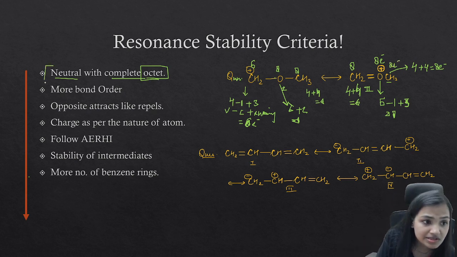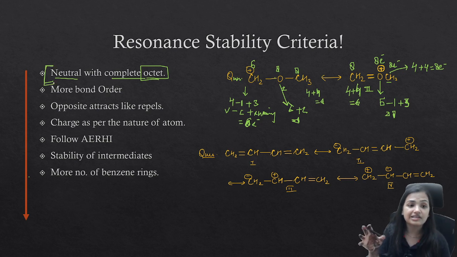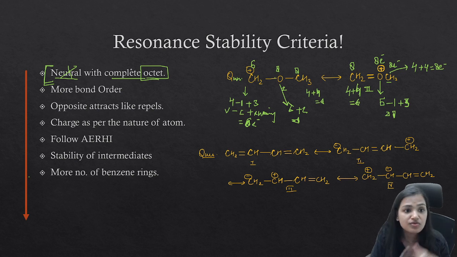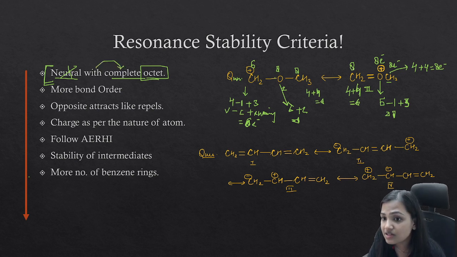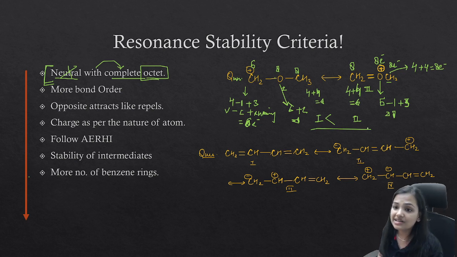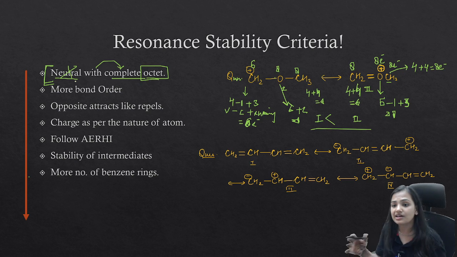Guys, from the first criteria, neutral with complete octet, no one is neutral, okay, fine. Then we move to the second part, that is the complete octet. We found that here the octet is complete, here the octet is complete, and in this one too the octet is complete. So the second structure is more stable than the first one. Are you getting my point? From just one single point we got our answer, that the second is going to be more stable than the first.